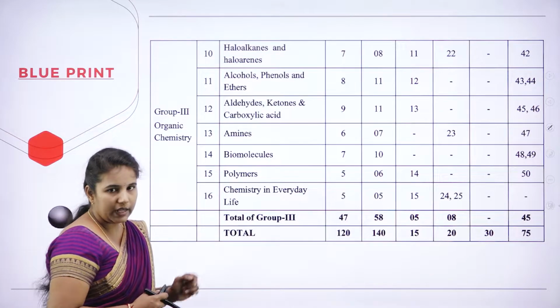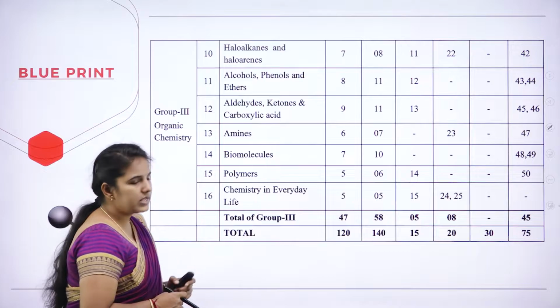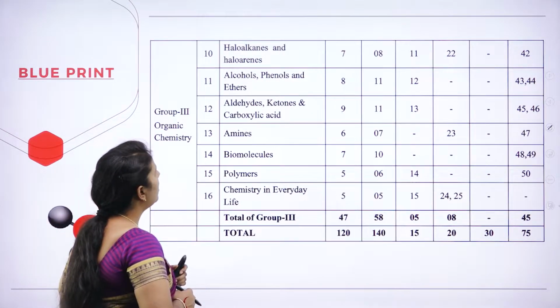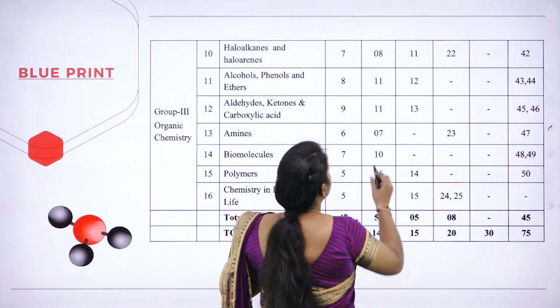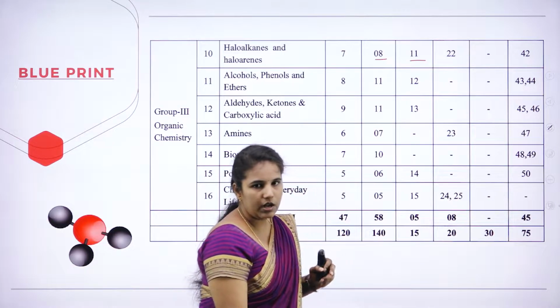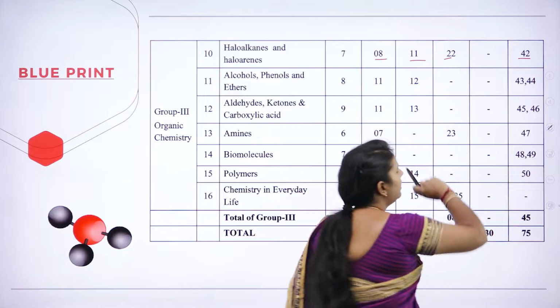Coming to organic chemistry, that is group 3, there will be 7 units. The first unit is haloalkanes and haloarenes. From this unit, we can expect 8 marks. There is a 1 mark question, 1 2 mark question, and we have 1 5 mark question.